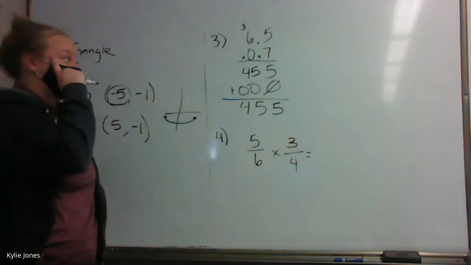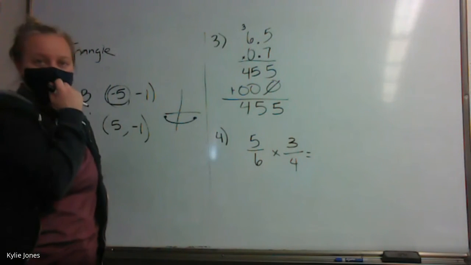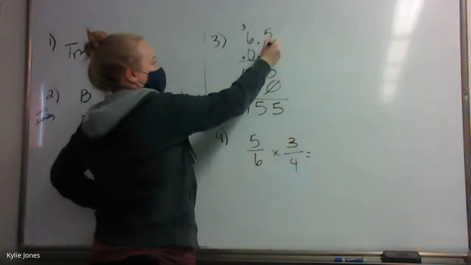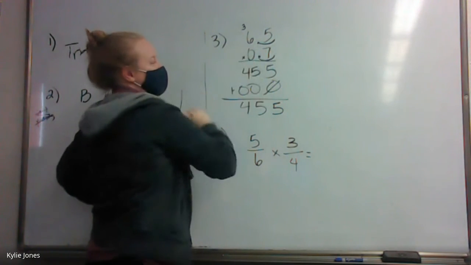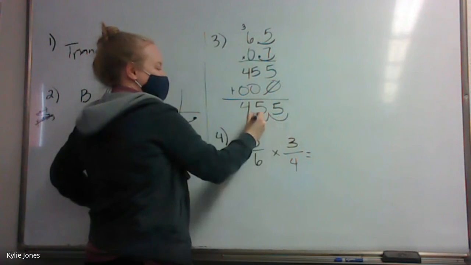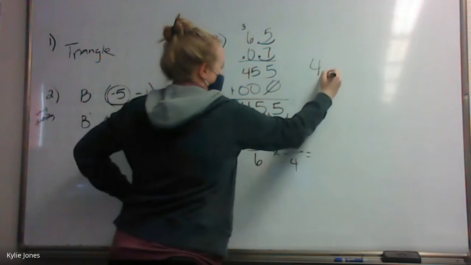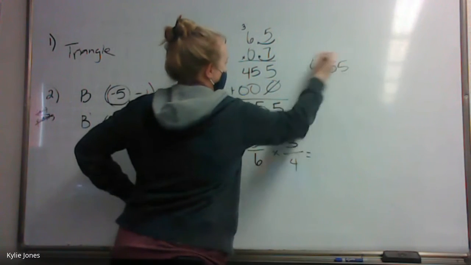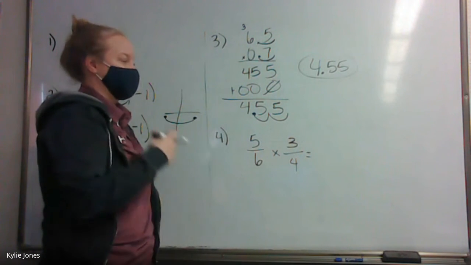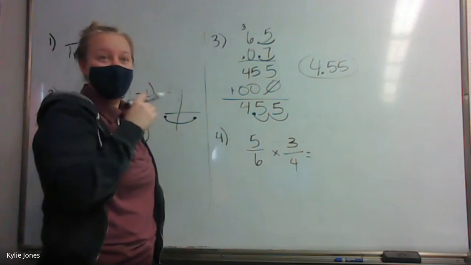We have to add a decimal. Good. Where? How do I do that? Okay, we need to see that there are two numbers behind our decimal in our original problem. So we take our decimal and move it 2 times. So our answer is 4 and 55 hundredths. Okay? How did you guys do on that one? Back with decimals? Did okay?